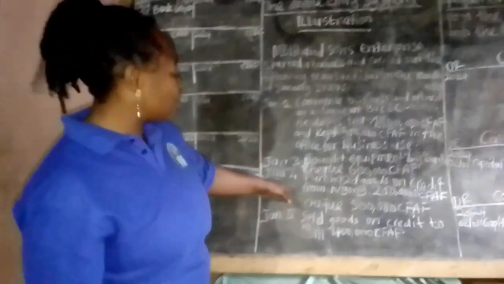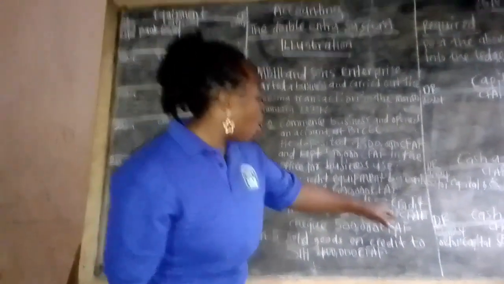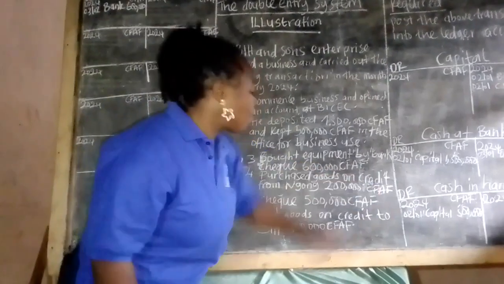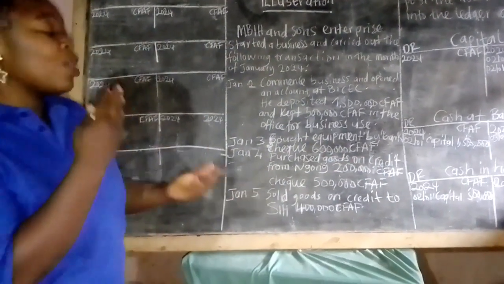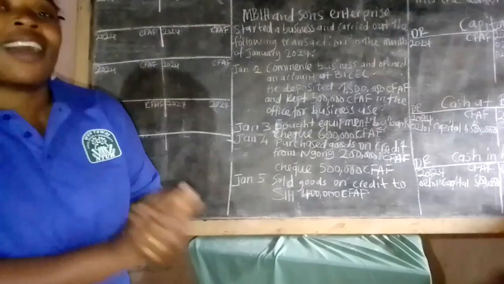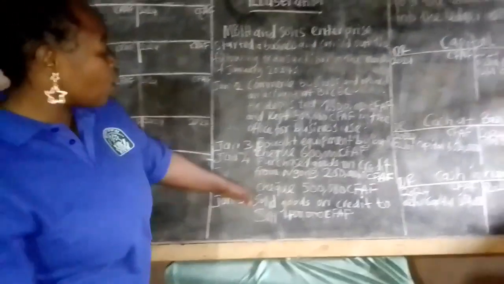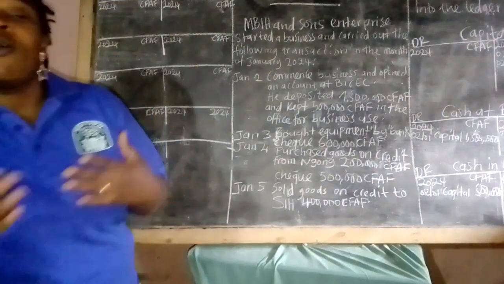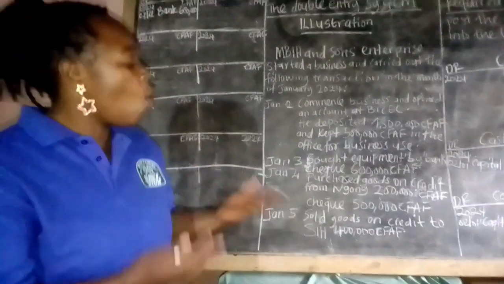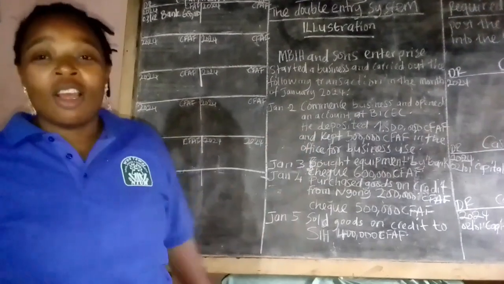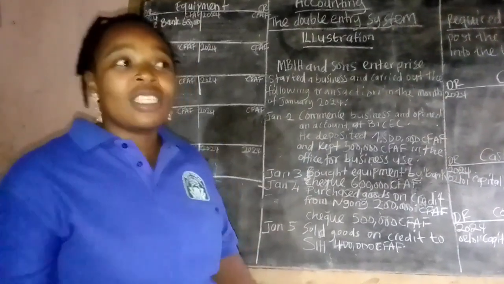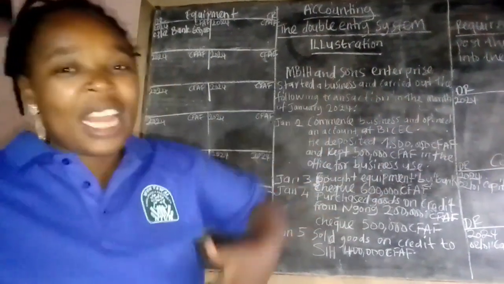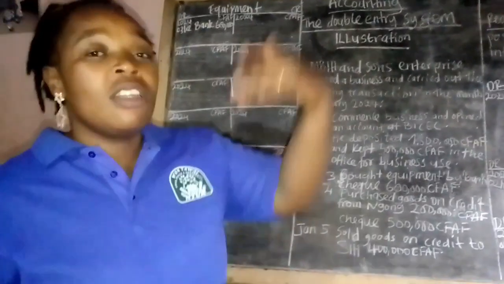The next transaction, purchase goods on credit from GOM, 200,000 CFA francs. So we need to identify the accounts concerned. So here you discover that we have purchases of goods and GOM. We have to ask ourselves, who is GOM to the business? GOM is a supplier, because the person that goods are bought from is the supplier, the person supplying the goods. So we call that person the supplier.